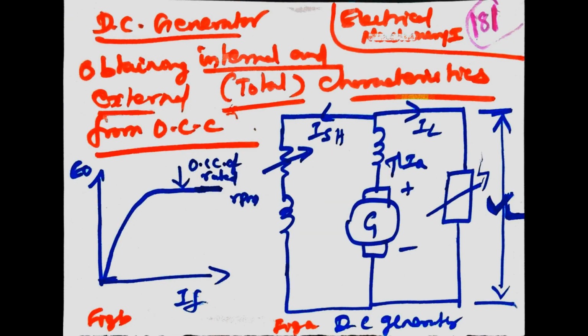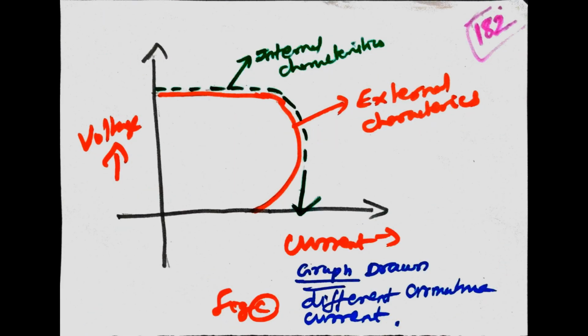DC generator, electrical machinery 1. Obtaining internal and external characteristics from the OCC. The curve is shown in the figure. The circuit is shown in the figure: a long shunt generator with the load connected, the series field winding connected, the rheostat varying resistance connected, and the shunt field winding connected. VL is the load voltage. In figure C, we obtain the graph drawn for different armature currents. We obtain the external and internal characteristics, current versus voltage. The red line curve is the external characteristic. The green line is the internal characteristic.